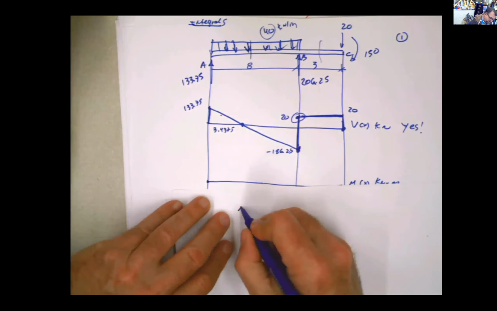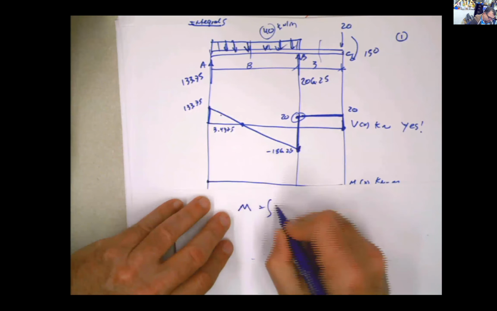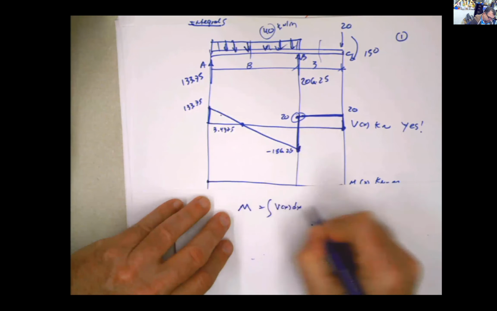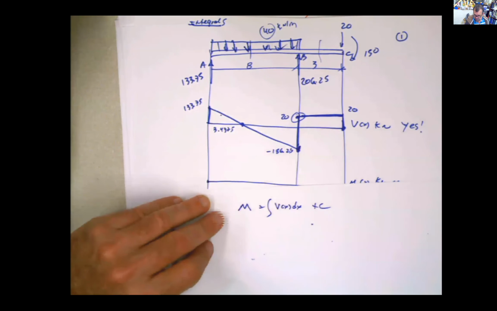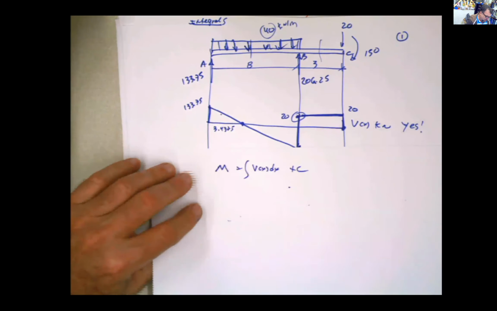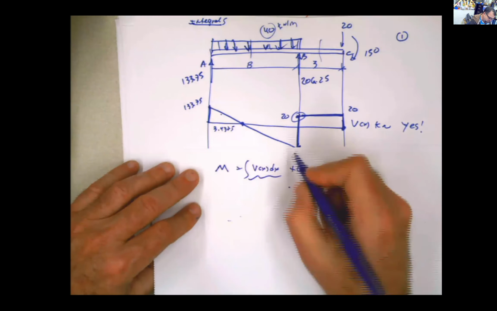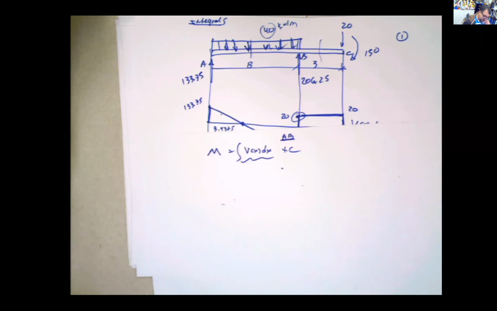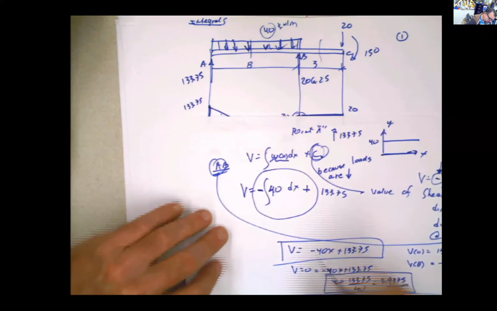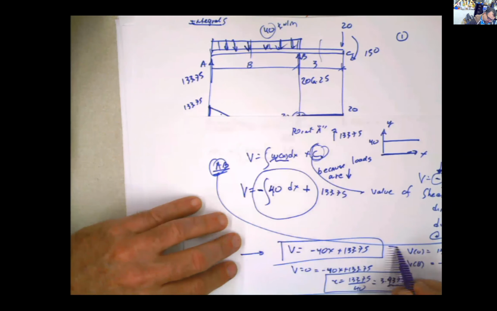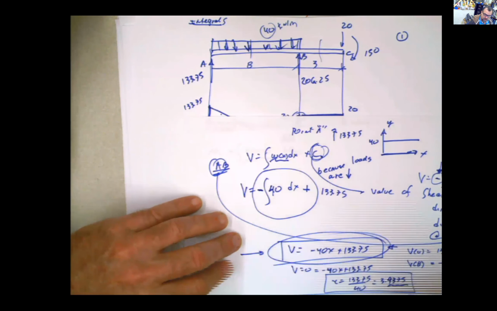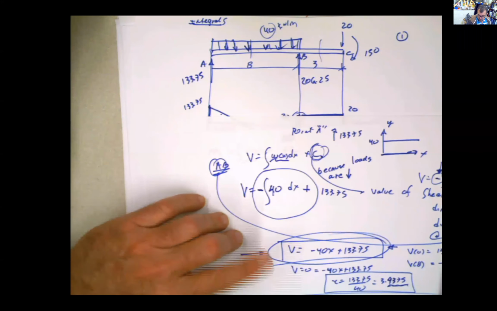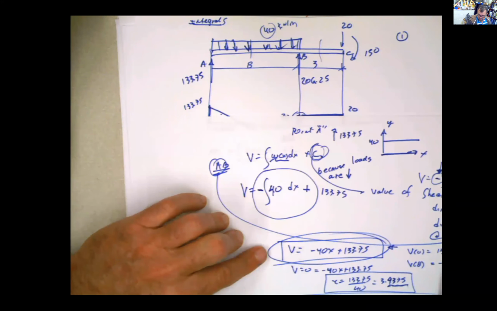Now, moment is the integral of the shear plus a boundary condition over there. Now, what do I mean by this? We're working on A, B. What I mean by that is this. The shear in that interval AB is this. So this is the equation for the shear, and this is what we are integrating now here. Okay?